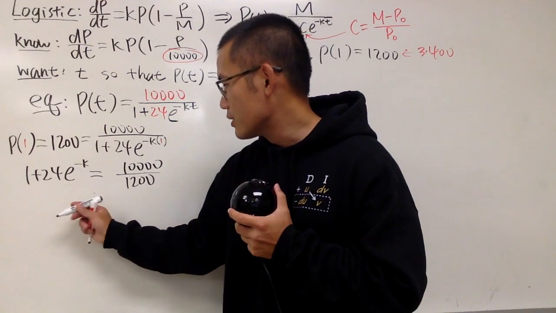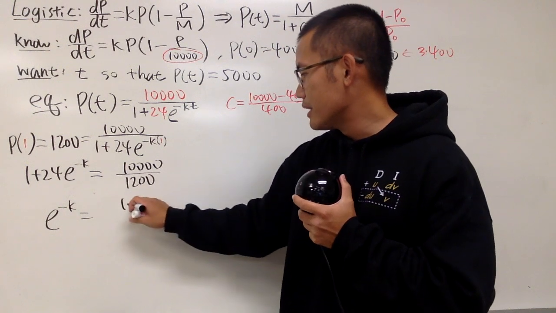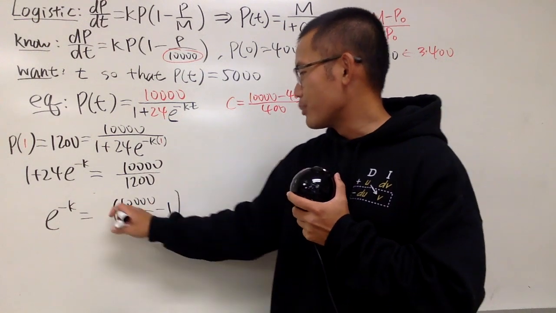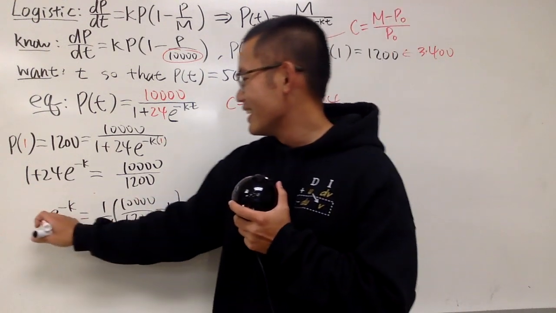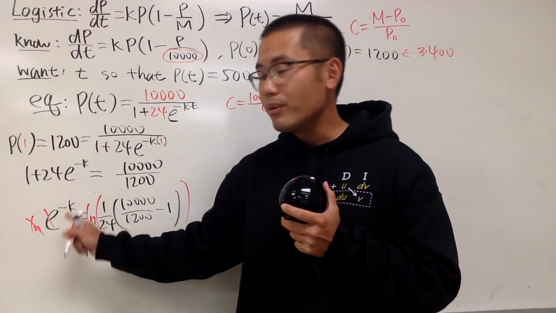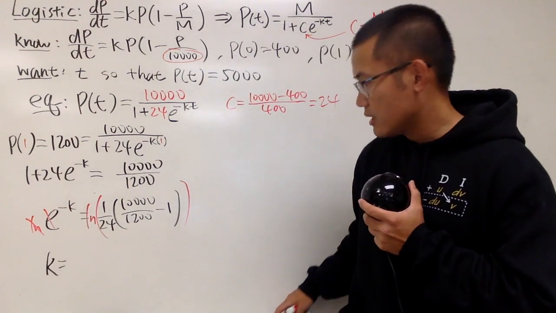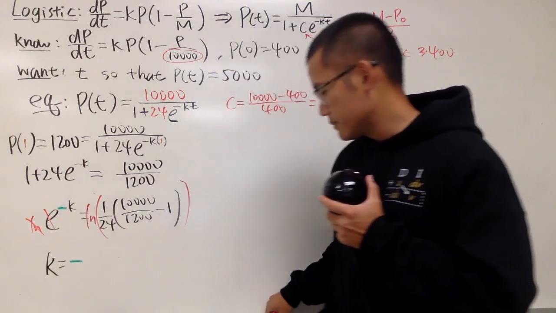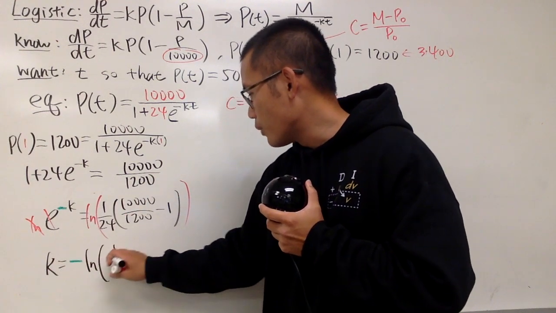So you will see this is going to give us e to the negative k being this number, 10,000 over 1200, and then minus 1, put that in the parentheses, and then divide it by 24, right? And then we take natural log, so that this and that will be gone. Take the natural log, and we have the negative though, so be sure k is actually the negative. Let me just emphasize, we divide the negative on both sides, so we have the negative being actually on the right hand side now.